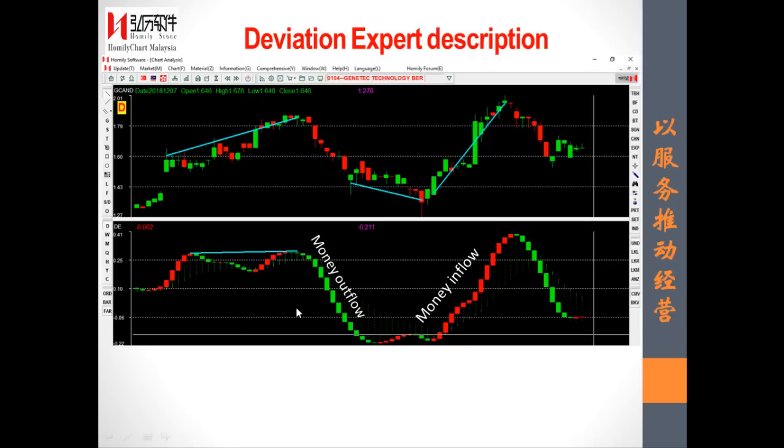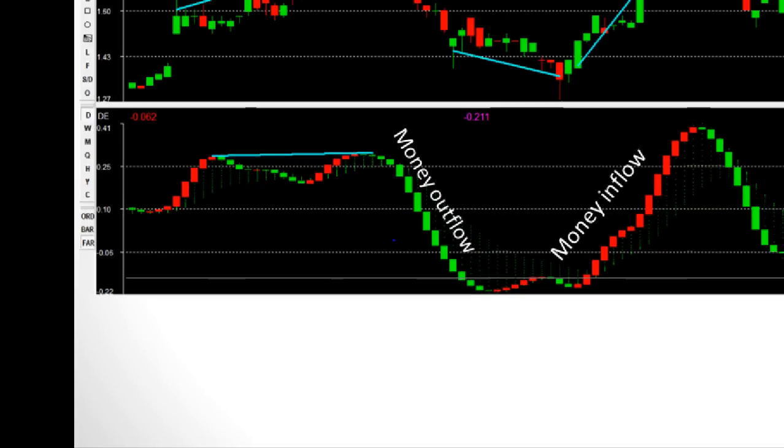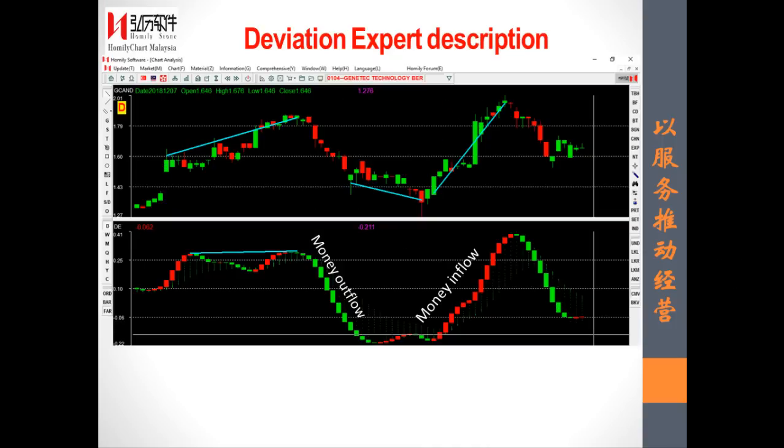The deviation is very simple, just two colors. The green columns mean money outflow, and the red columns mean money inflow. So you can refer to the DE to judge whether the money is net inflow or net outflow.